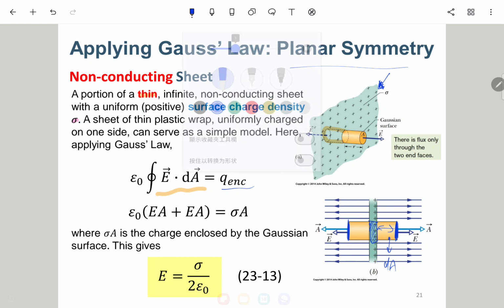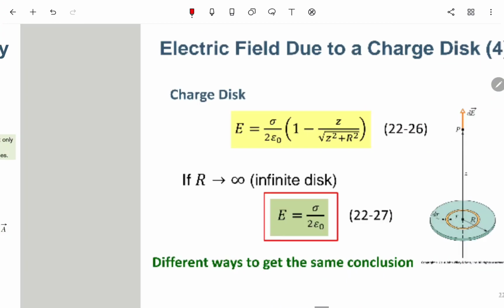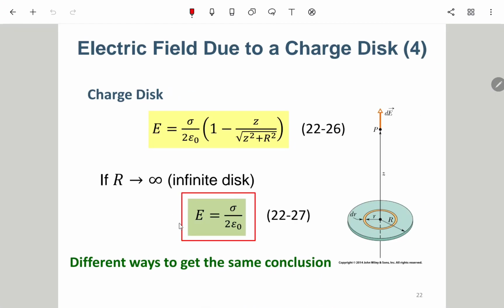And then we can cancel this A. We can cancel all the cross-section area, so the radius of the cylinder is not important. In such a way, we just move this epsilon naught and 2 to the right side, so we have E equals sigma over 2 epsilon naught, like this. So actually this result is the same as this result, just as what I mentioned yesterday.